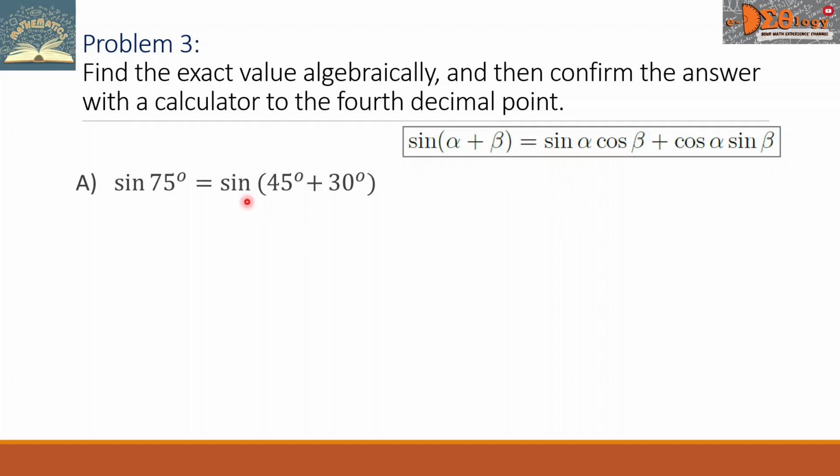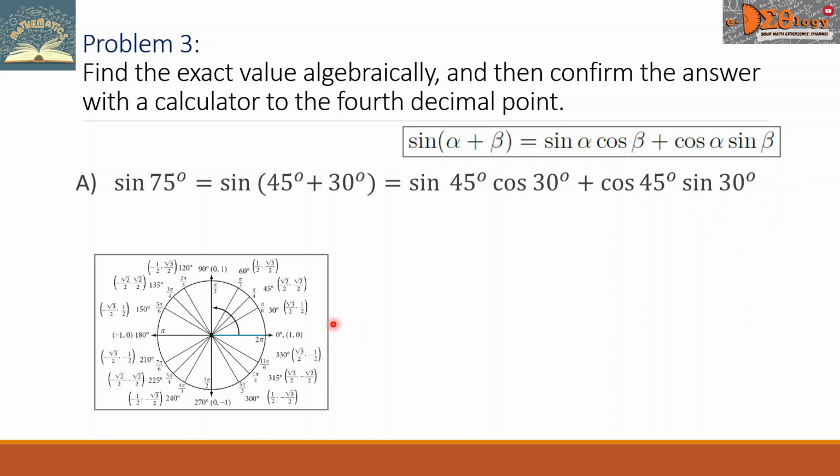That means sine of 45 degrees plus 30 degrees equals sine 45 degrees times cosine 30 degrees plus cosine 45 degrees times sine 30 degrees. With the unit circle, let us get the values and substitute here. Sine 45 becomes square root of 2 over 2. Cosine 30 degrees is square root of 3 over 2, plus cosine 45 degrees is square root of 2 over 2 times sine 30 degrees, that is 1/2.